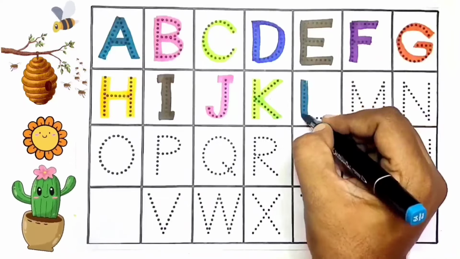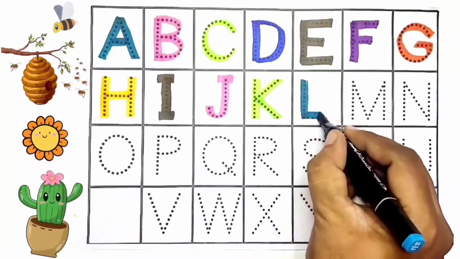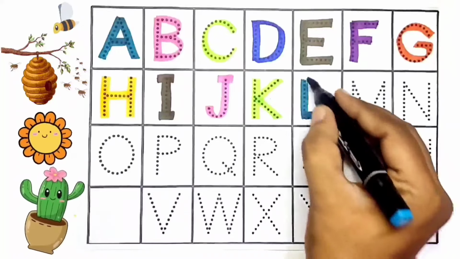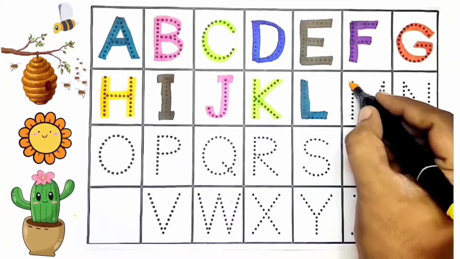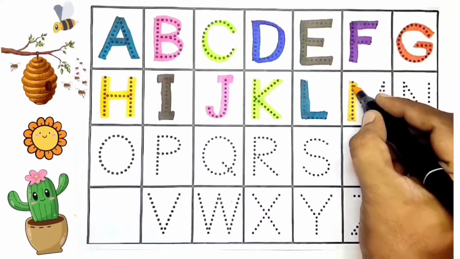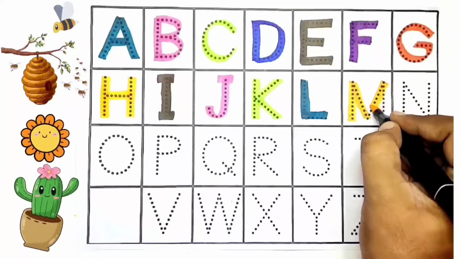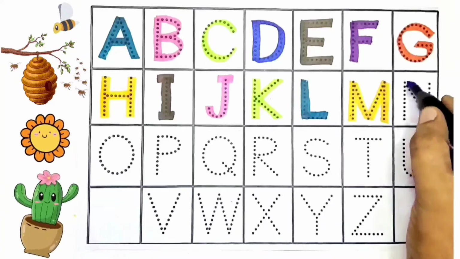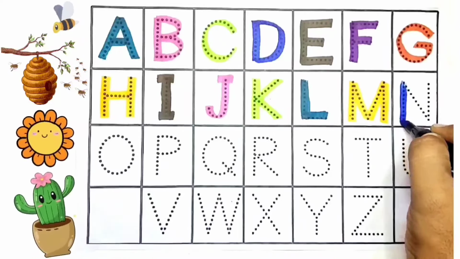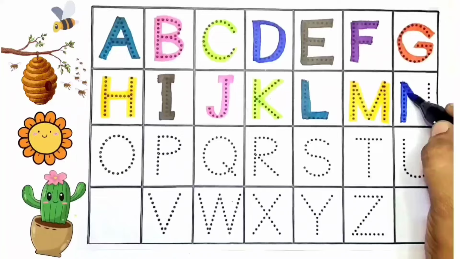L. L for lemon. This is L. M. M for mango. M. N. N for nest. N.